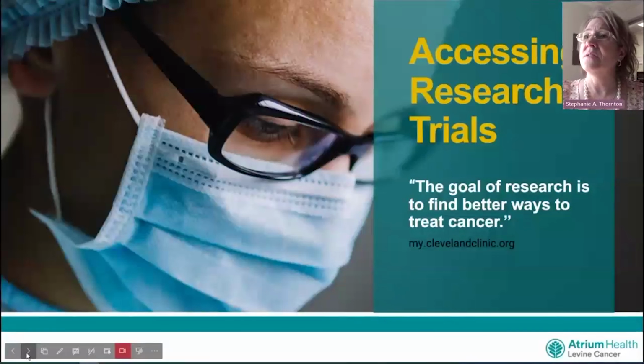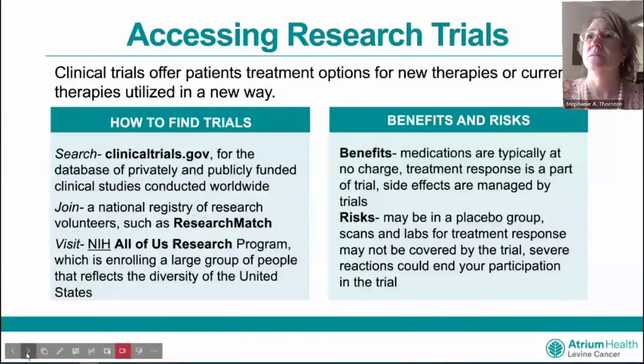Accessing research trials, the goal of research is to find better ways to treat cancer. Cancer trials offer patients treatment options of new therapies or current therapies utilized in new ways.